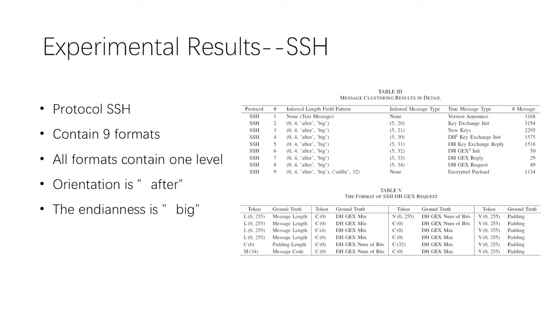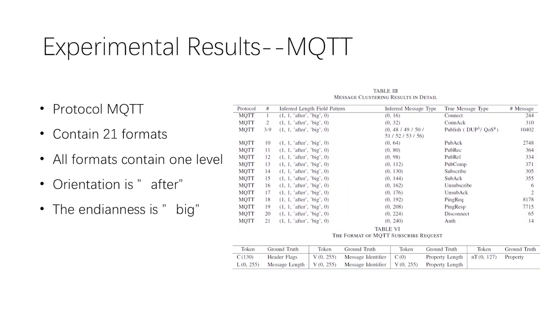The two tables show the detailed protocol inference results for SSH. As shown in the table, we have inferred 9 protocol specifications. We can find that all formats contain one level. The orientations are all after, and the endianness is big. The detailed protocol inference results for MQTT are similar, which contains 21 protocol specifications.